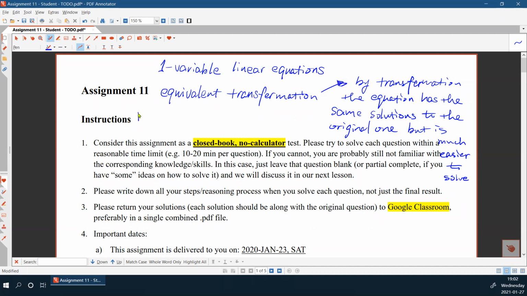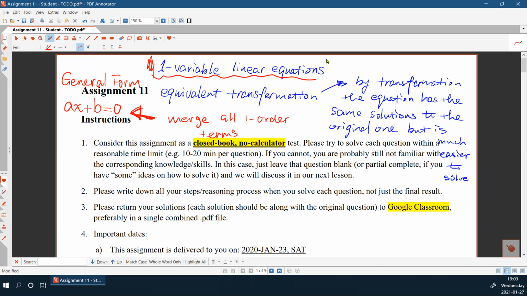The general form of the one variable linear equation is AX plus B equals zero, right? This is a general form. Okay, to solve it, or to transform the original equation to this form, the key point is to merge all the one order terms, right? So this is the main topic in this chapter.